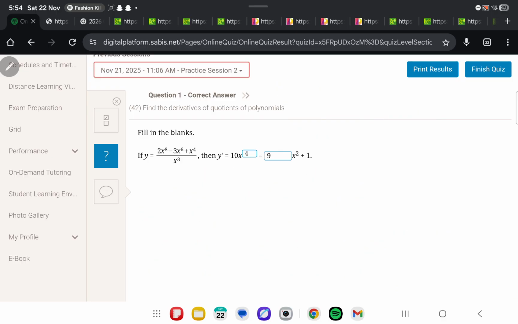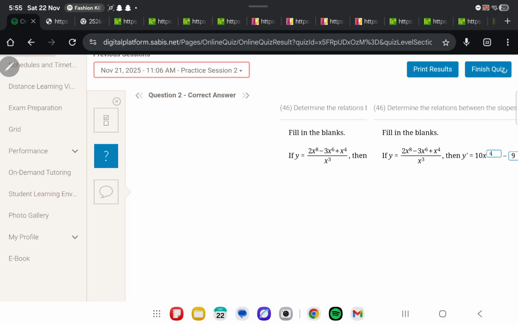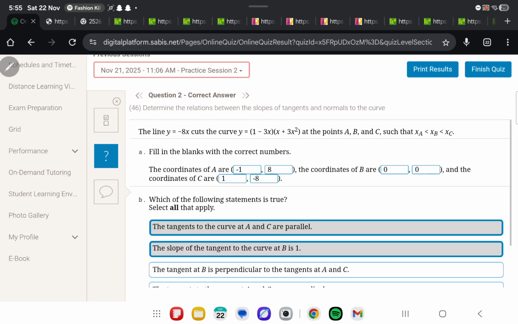Okay, question 2. So the line y equals negative 8x cuts the curve y equals 1 minus 3x, into x plus 3x squared, at the points a, b, and c, such that x of a is less than x of b and is also less than x of c. So fill in the blanks: the coordinates of a, b, and c.